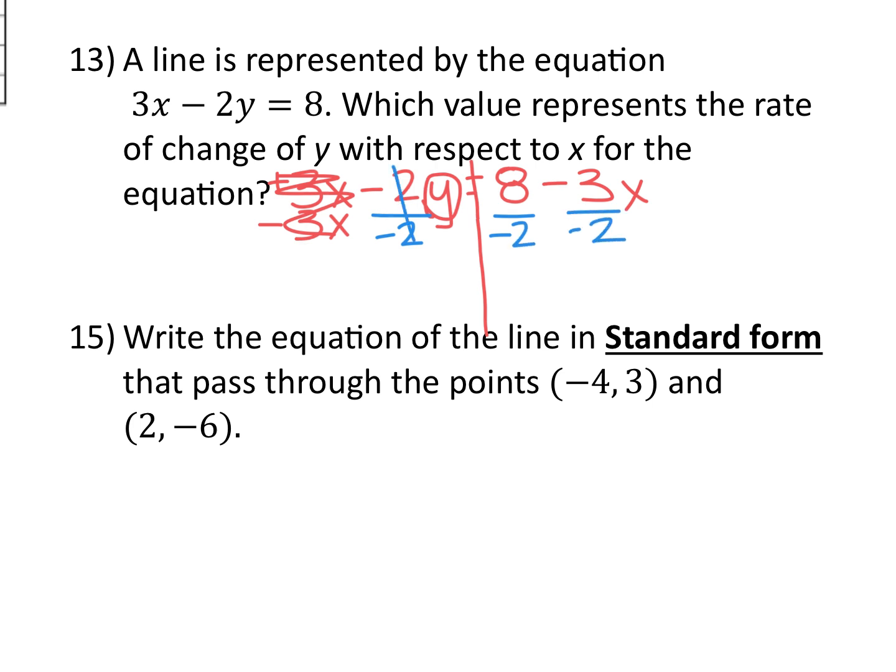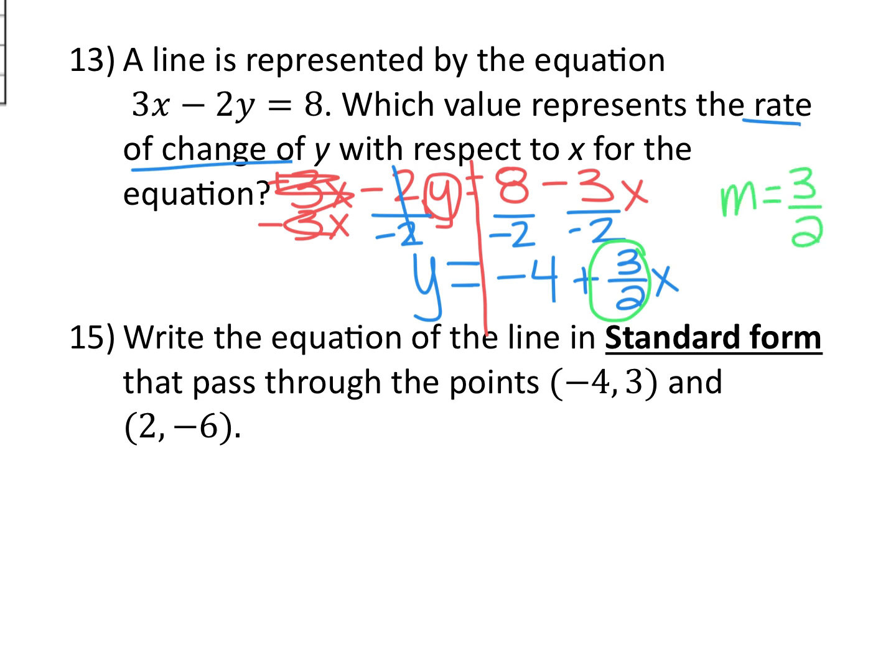A negative divided by a negative is a positive, so I have positive y. 8 divided by negative 2 is negative 4. And a negative 3 divided by a negative 2 is a positive 3 over 2. And since it's only asking for the rate of change, my answer here is just 3 over 2. Slope does not have an x on it. It's just the number in front of the x.